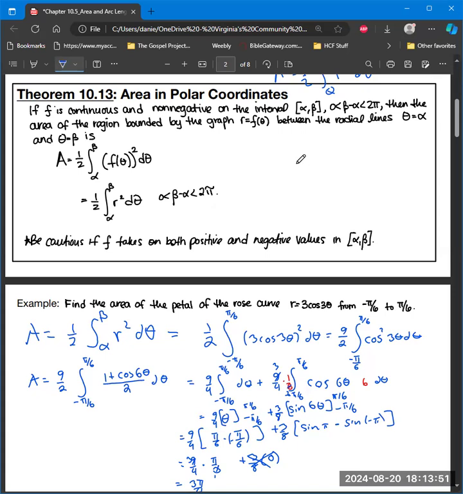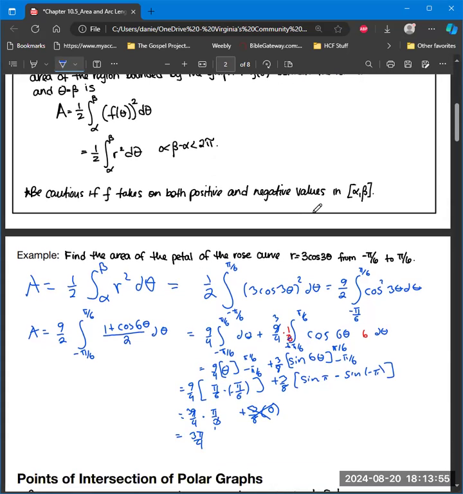Note that you need to be cautious if f takes on both positive and negative values in the interval from alpha to beta. That's not going to happen in our first example here, and you might want to get your graphing calculator out to see what this looks like. When we have an odd number n inside here, we're going to have the same number of petals, and 2 pi divided by that number of petals is going to give us how far apart the petals are spaced. And so they're going to be spaced every 120 degrees here. I'm trying to draw them so that they're symmetric, and I'm terrible at drawing these things, which is why you have a graphing calculator. And then there's another one down here at 240 degrees.